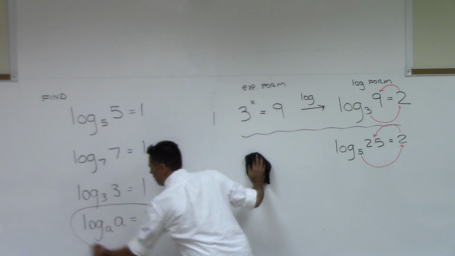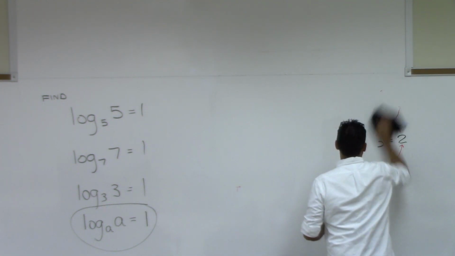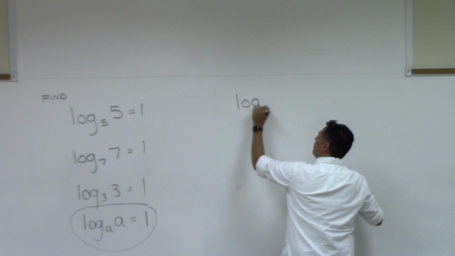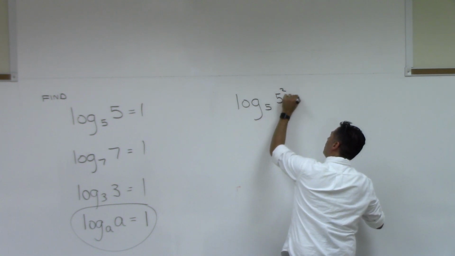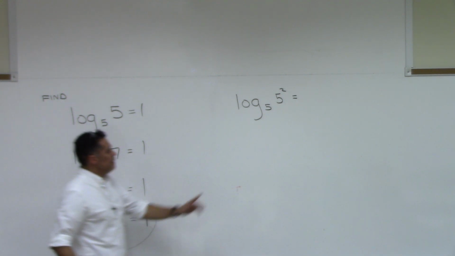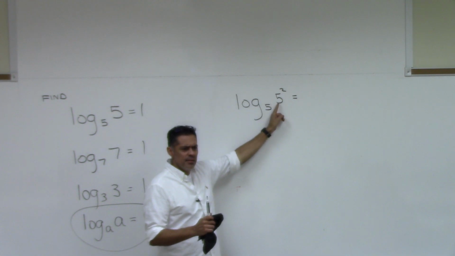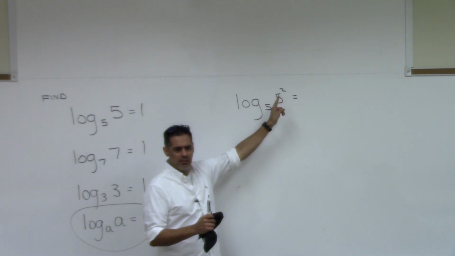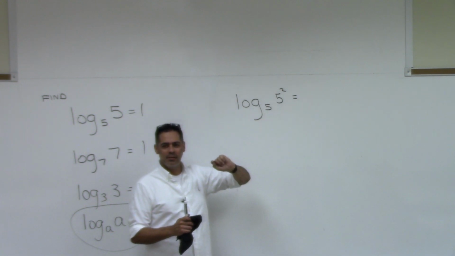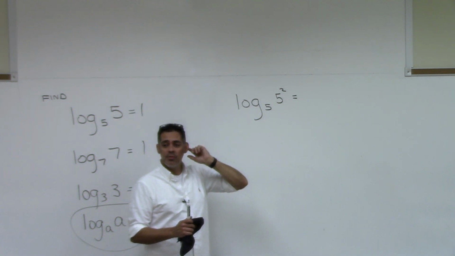So this is important. And then the next one is the real important one. So see if you can follow this. What if I had log base 5 of 5 squared? Let's see if you can figure that out. What's the question that's asking? 5 to what power is 5 to the second power? 2.